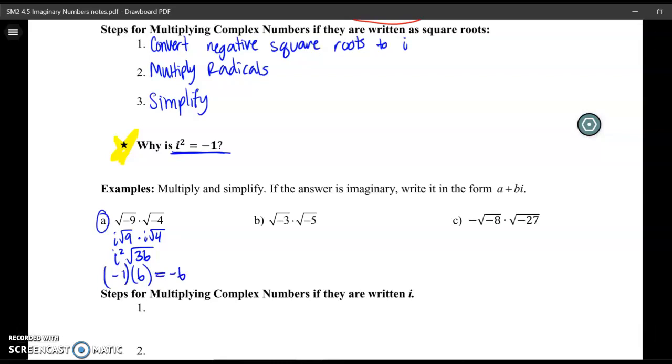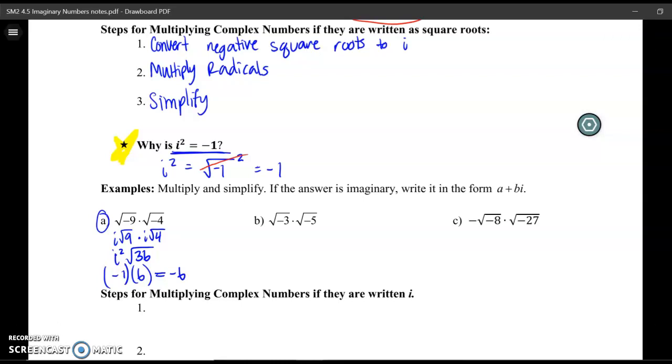Okay, so let's talk about why i squared is equal to -1. So if you think about it, i squared is just the square root of -1 squared. So if I take the square root of -1 and I square it, remember that the square and the square root undo each other, so they're going to cancel each other out, which just leaves me with the radicand, or the number inside, which is just going to be -1. So that's how I know that i squared is equal to -1.